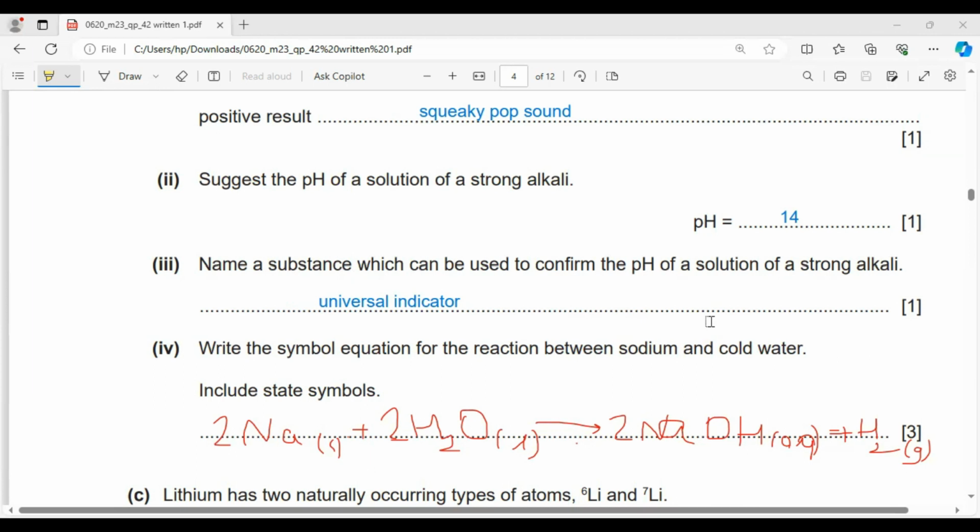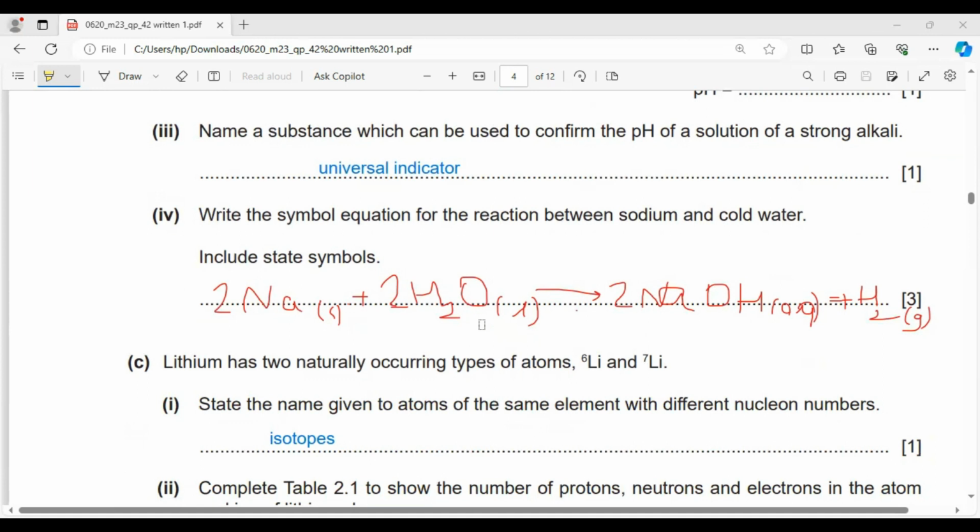Name a substance which can be used to confirm the pH of a solution of a strong alkali. So here we will use universal indicator. It helps to know the specific pH of any acid or base. Write the symbolic equation for the reaction between sodium and cold water. Include state symbols. So I will start writing. In the question, they have clearly given that you have to react sodium with cold water. So we will write the symbol of sodium, that is Na plus H2O gives us NaOH plus H2.